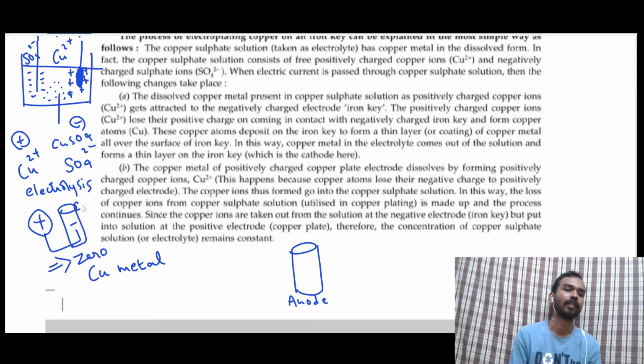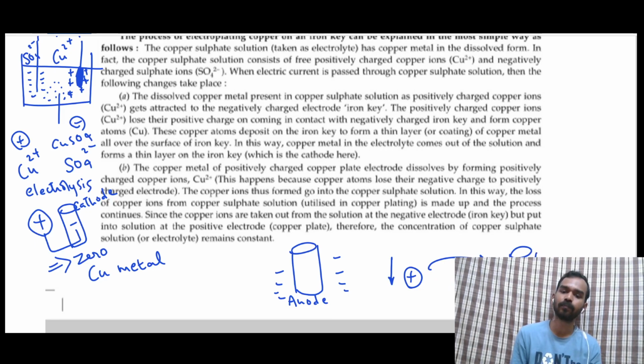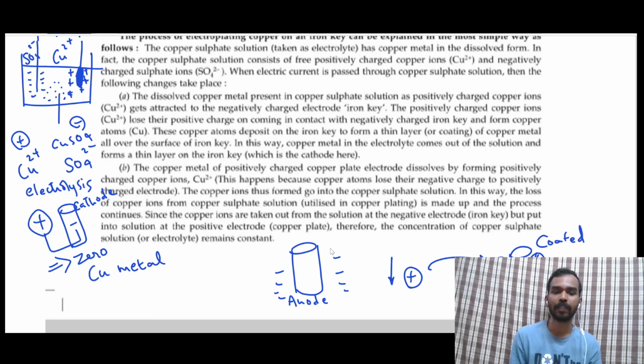So this is cathode, right? In anode, you are getting some sulfate ions. And also in the solution, the positive ion level is going down because the positive ions are getting deposited onto this cathode. They are getting stuck and getting coated. So that means this will automatically dissolve and form ions.